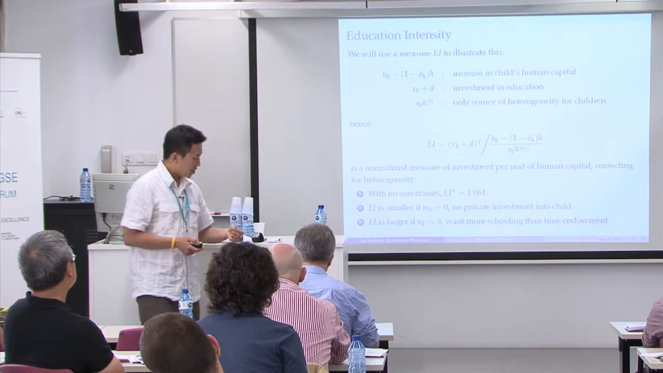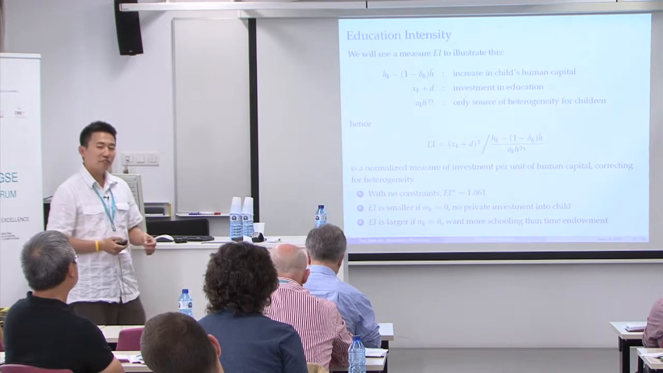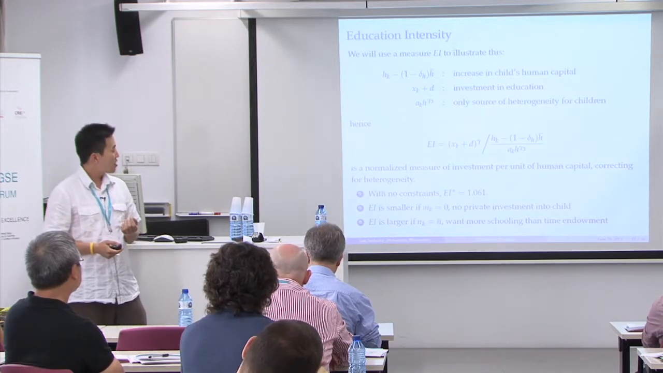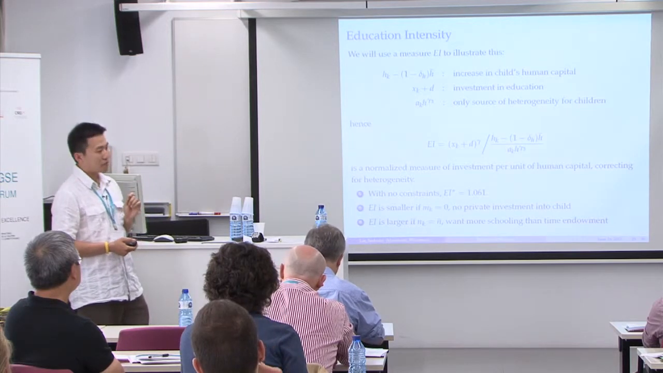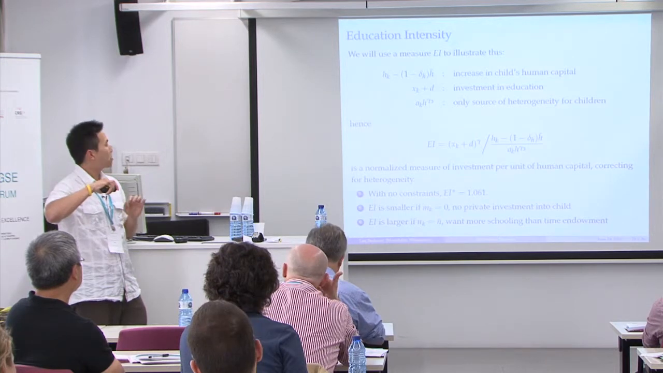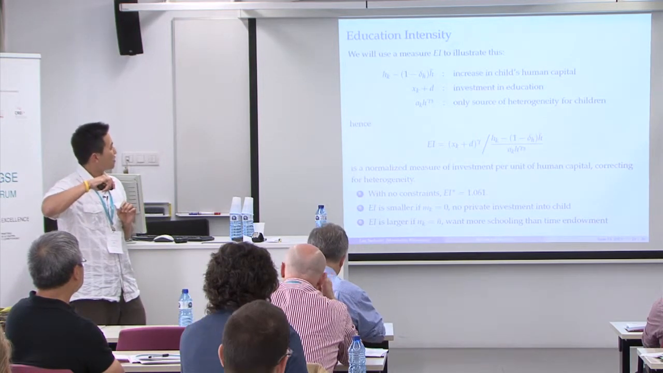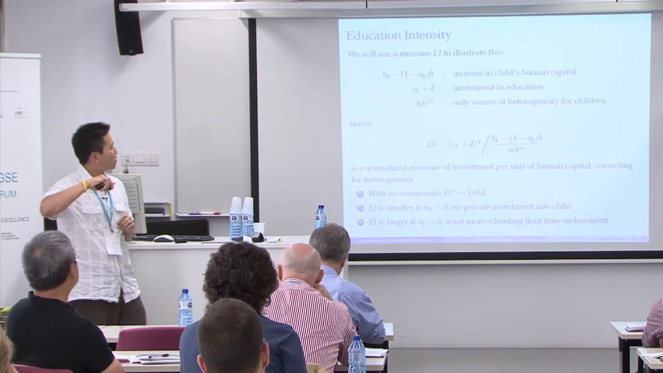So what we did is construct this indicator, which I'm going to call education intensity. This is just how much you would invest in your kid if there were no constraints at all. This is trying to get rid of the heterogeneity in the model. So regardless of your A or epsilon, if you had no constraints, this is what you would invest. This number should be, with our calibrated parameters, 1.061.